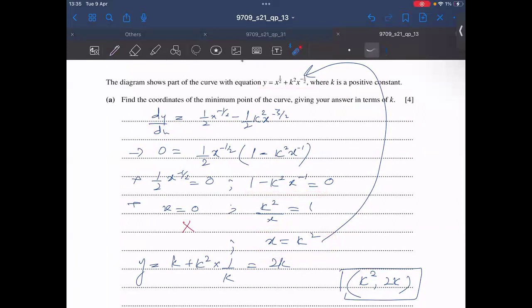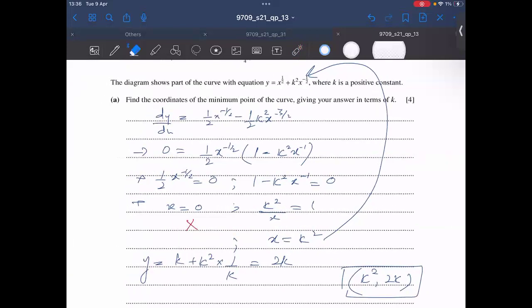ठीक है. x इक्वल टू के स्क्वायर आ गया, फिर हमने क्या किया? इक्वेशन ऑफ द कर्व में सब्स्टिट्यूट कर दिया ताकि y कोऑर्डिनेट आ जाए. सही है. अच्छा y सही है, कोऑर्डिनेट सही है, सही है, सही है.